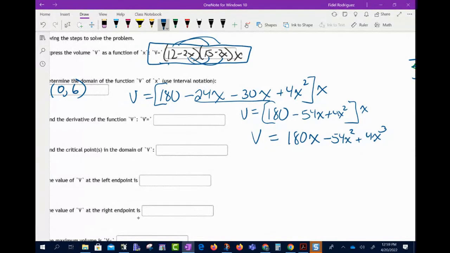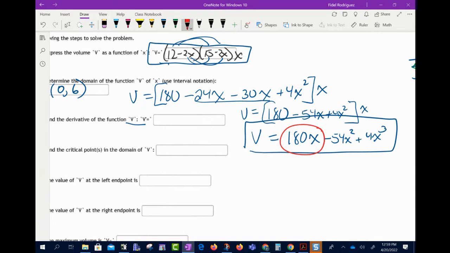Okay, so look, y'all. Now what we want to do, we want to find the derivative of v. We're looking for v prime. First question, anybody know what's the derivative of 180x? 180, good. What about the derivative of a negative 54x squared? Negative 108x, okay? And then finally, what about the derivative of a positive 4x to the third? There you go. There's my derivative. So far we good?